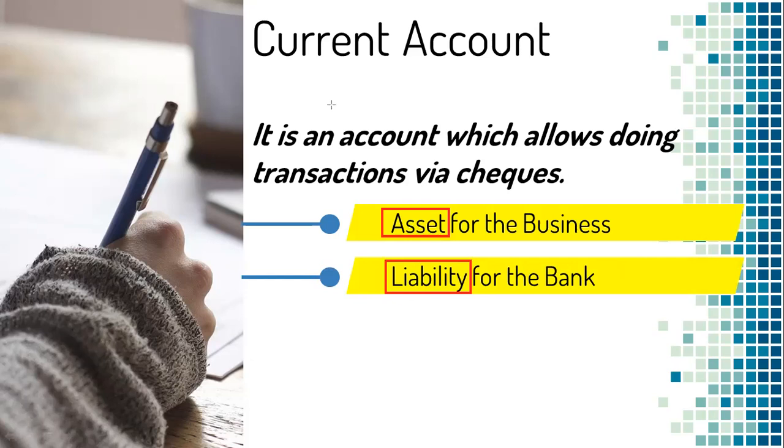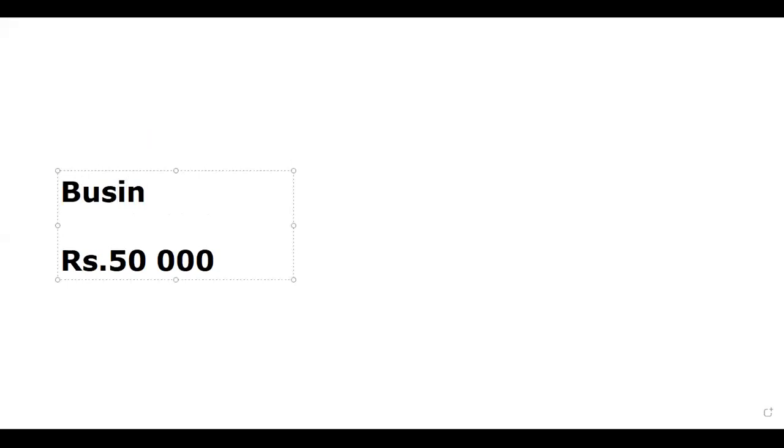Let me share the whiteboard now. Let's say that you have deposited rupees 50,000 in the bank. Let's say now you are the business and I am the bank. Business has deposited 50,000. And it is deposited where? In the bank. So bank also has received rupees 50,000.